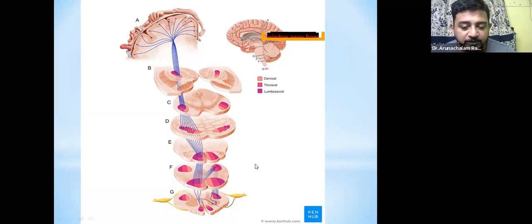One thing you have to remember is, in the motor system, the fibers carrying information from the brain towards the spinal cervical region are placed more medially, and the ones carrying information to the lumbosacral region are more lateral.